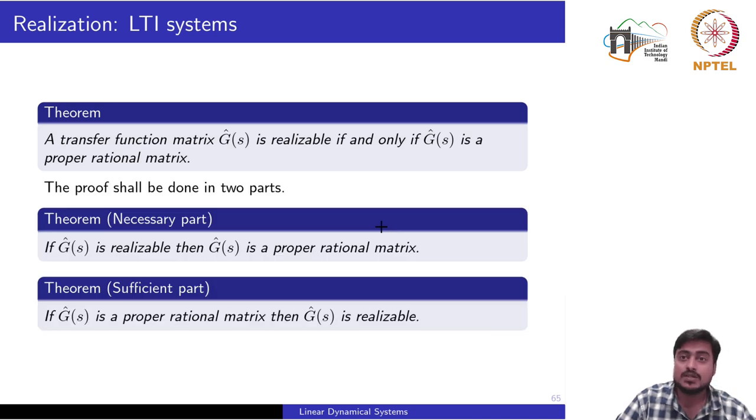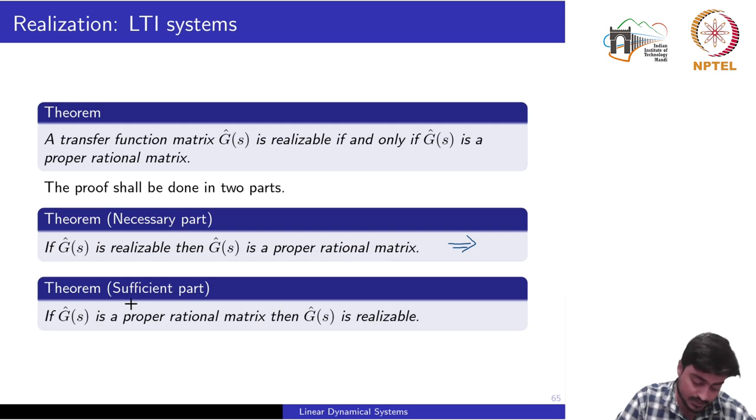So the proof of this result is quite long, and we will give the proof in two different parts, which we call the necessary part and the sufficient part. In the necessary part, if G hat is realizable, then G hat is a proper rational matrix. Basically we also denote it by this symbol, meaning that the realizability of G hat of s implies that G hat is a proper rational matrix.